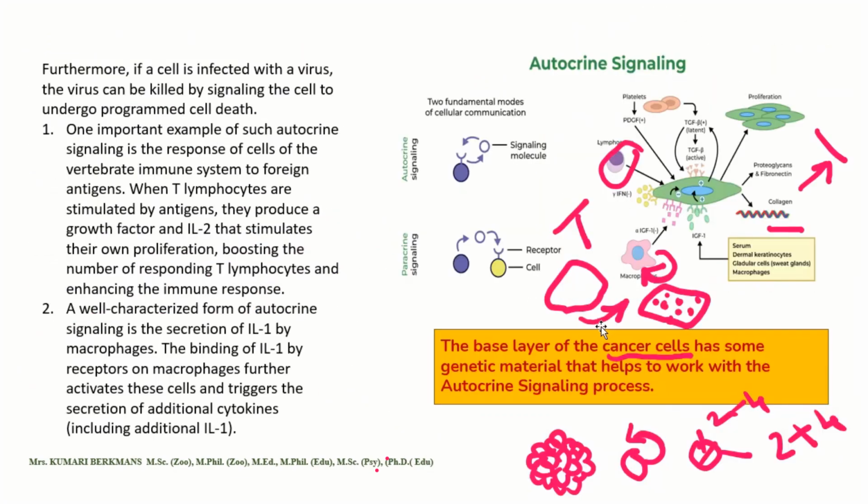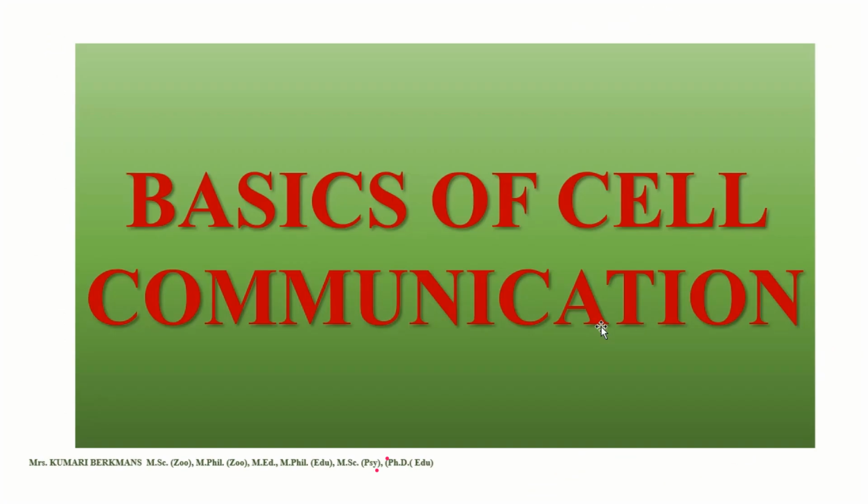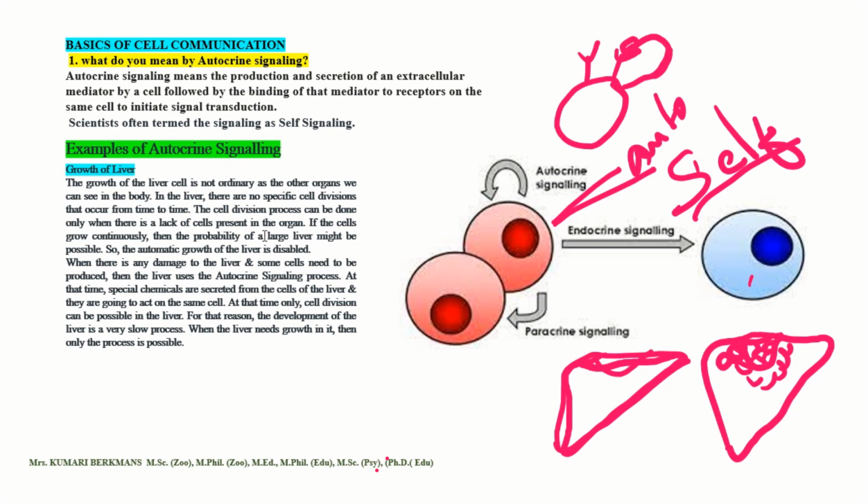Let us recall once again what we have seen. What is autocrine? Autocrine means the cell secretes the mediator that will act on or be received by the same cell through the receptor, and the work will be done. One example we have seen is the liver cell. If any damage takes place, it will be rectified by the same cells of the liver through autocrine signaling, or self signaling.